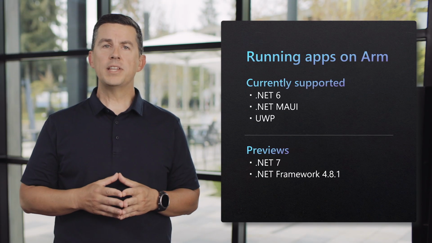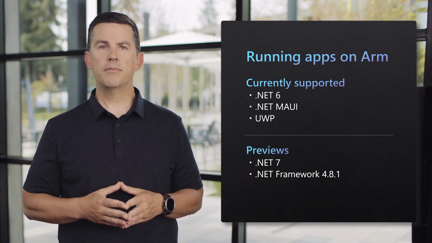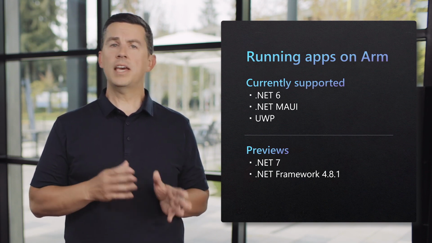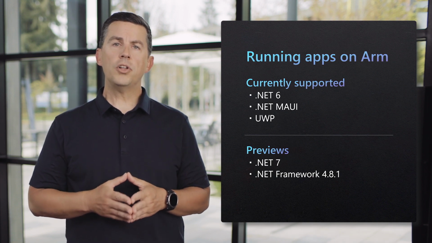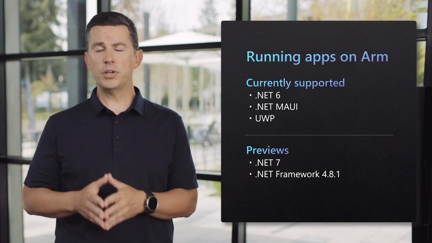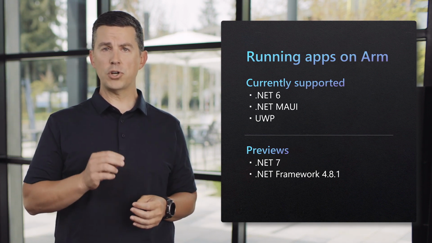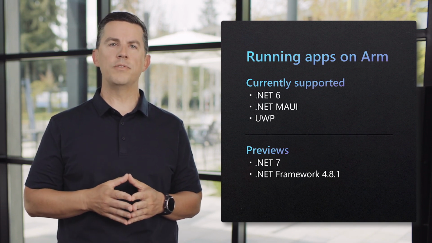As for running apps natively on Windows ARM devices, we first introduced support in .NET 5. Now, .NET 6 and .NET MAUI apps are supported running on ARM. You'll also see support for ARM coming in .NET Framework, which is a component of the Windows operating system, in the upcoming version 4.8.1, and is available on the Windows Insider Preview channel.